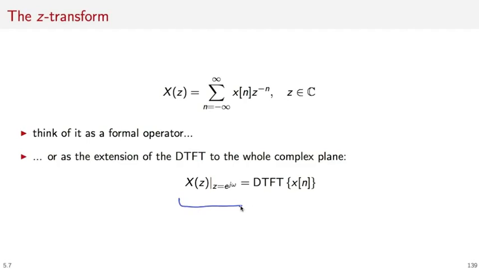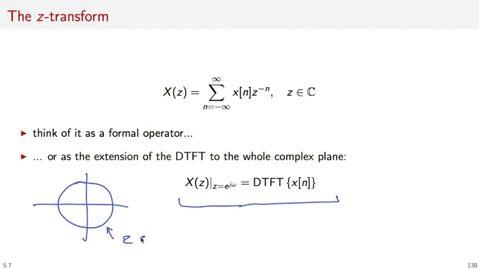It's very easy to see that the Z-transform computed for z equal to e to the j omega is actually the DTFT. This is a relationship that will reappear again: if you have the Z-transform and you compute it along the unit circle, which is the locus on the complex plane for which z is equal to e to the j omega, then you have the discrete time Fourier transform.